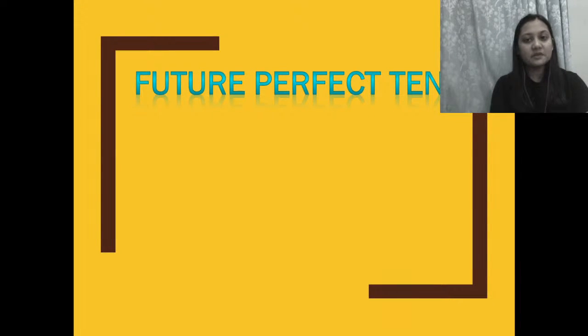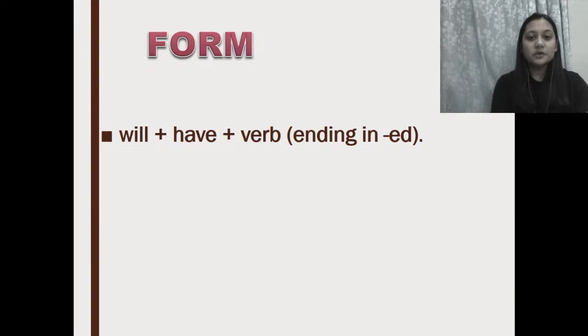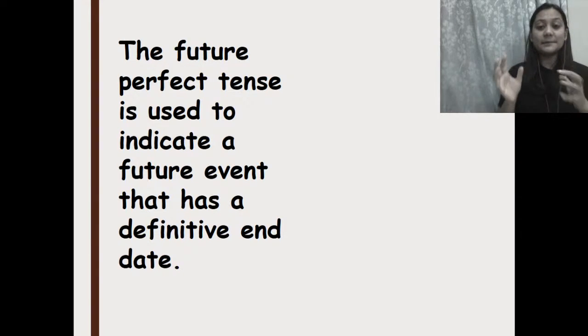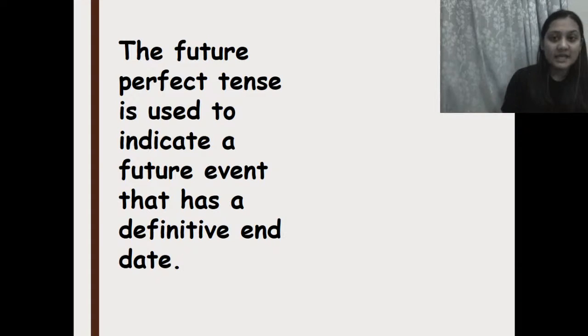Next is future perfect tense. Now in future perfect, हमने जब past tense के बारे में पढ़ा था तब हमें पता चला था कि perfect का tenses में क्या मतलब होता है. Tenses में perfect का meaning होता है time is being completed, like वो time पे complete हो चुका है या होने वाला है, right? So we use will plus have plus ed form of the verb. The future perfect tense is used to indicate a future event that has a definite end date. क्योंकि हमने अभी पता चला है कि perfect का मतलब क्या होता है, that it will going to surely end up, right, at a definite date.